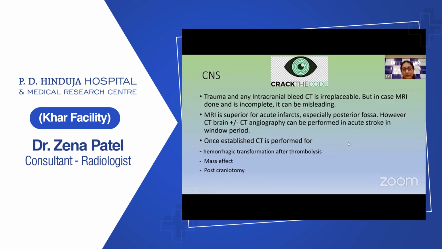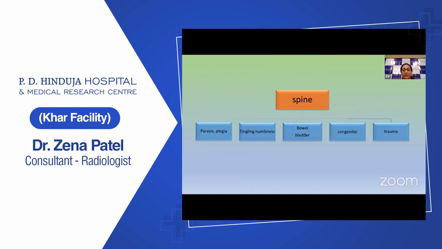CT is irreplaceable; it is faster, it is quicker. On the other hand, if you do an MRI and you do not do a complete study, then it can be misleading, as I showed you in an example where there was a bleed which would not have been possible to diagnose only on the basic sequences. MRI is definitely superior for acute infarcts, but in the window period, you can do a CT and a CT angiography to rule out a bleed and to see if there is any large territory infarct which has already been established. Spine, commonly, it is going to be MRI only, and there are various presentations.